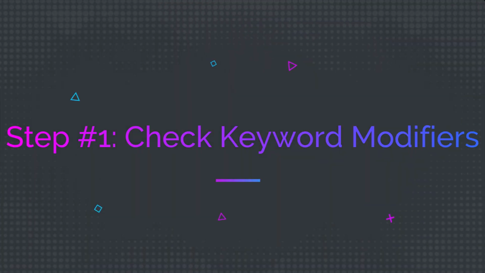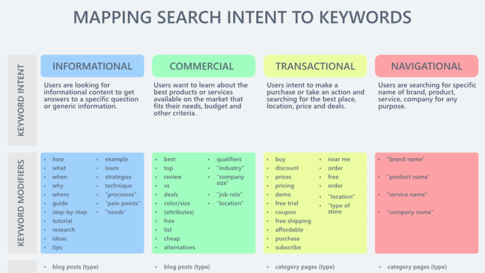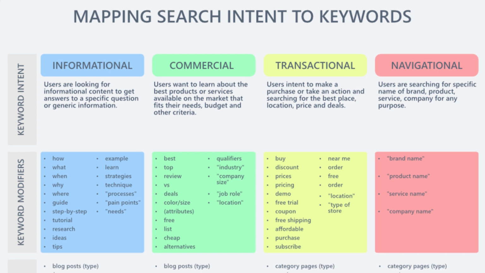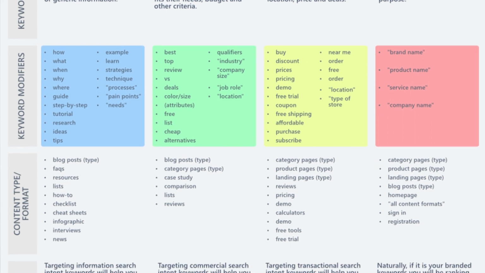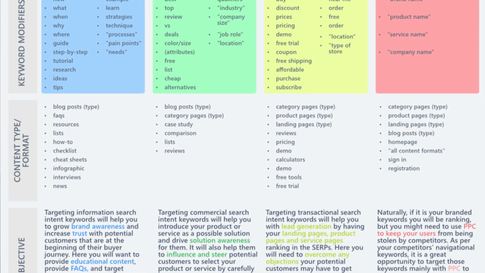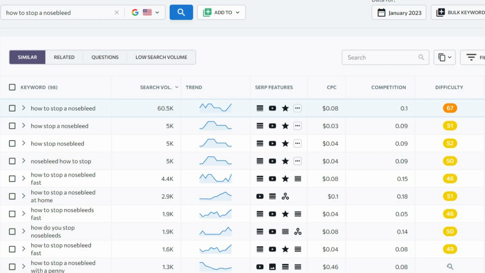However, with those less obvious keywords, here's a step-by-step process on how to identify informational as well as other types of keywords. Step 1 is to check keyword modifiers. The first step to identifying keyword search intent is to check the keyword modifiers. Here's an infographic with keyword modifiers and more information that will help you indicate a certain type of search intent. This will help you to speed up the process of identifying and mapping informational or any other type of search intent keywords. For example, the keyword how to stop a nosebleed is obviously an informational keyword just by looking at the keyword modifier how. However, if the keyword is not so obvious, then let's move to the next step.